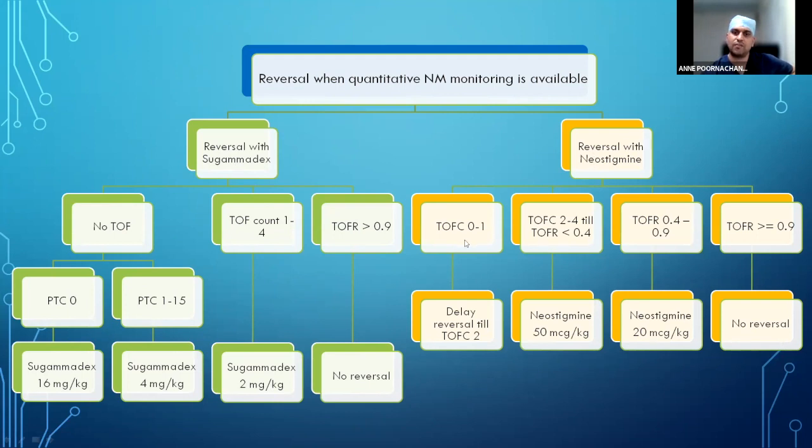Similarly, for neostigmine, if the TOF count is 0 to 1, delay reversal till a TOF count of at least 2. With a TOF count of 2 to 4 and a TOF ratio less than 0.4, the neostigmine dose advised is 50 microgram per kg, but still it is advisable to wait till the appearance of the fourth twitch. With a TOF ratio between 0.4 and 0.9, neostigmine dosing would be 20 microgram per kg. And if the TOF ratio is 0.9 or more, there is no need to give reversal. In fact, it would cause a paradoxical block of the neuromuscular junction.